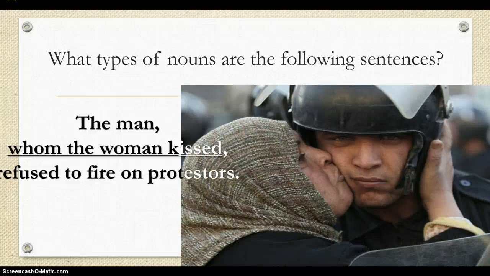The man whom the woman kissed refused to fire on protesters. So to find a case, you don't have to look anywhere outside of this clause, so just look at the underlined. Whom the woman kissed. We have to ask ourselves, what part of speech is whom? Is it the subject? Is it the direct object? Is it the indirect object? What's it doing in this clause? Well, let's first figure out the subject of the clause. Kissed is our verb, so we say who's doing the kissing? It's the woman.